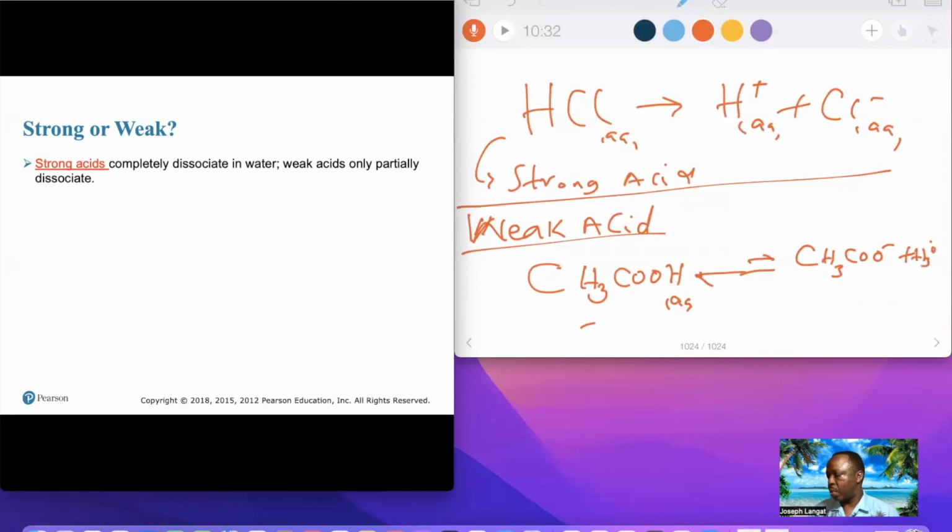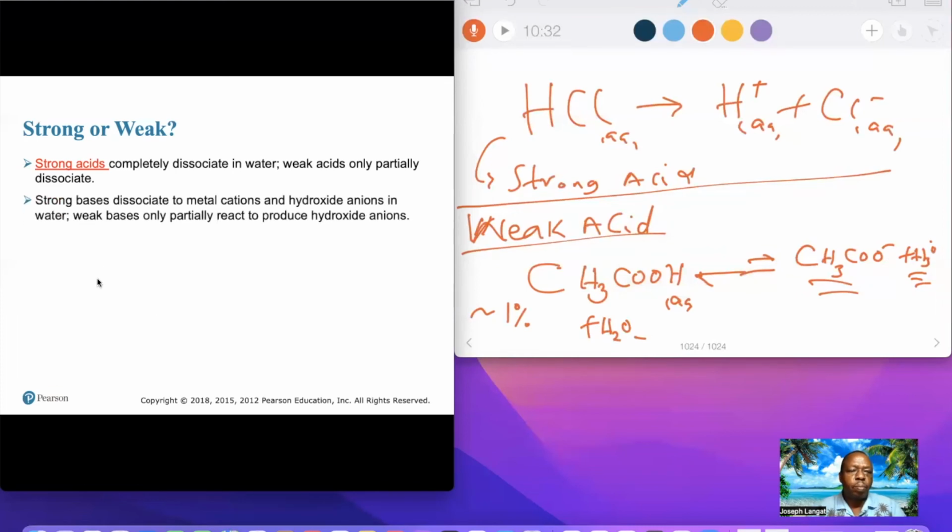Let's say we are adding H2O for that. Liquid H2O will combine with hydrogen ion to form hydronium. This is hydronium, this is the acetate. It's generally about 1% dissociation. So if we have 100 molecules, 1% will dissociate for a weak acid. A strong acid completely dissociates.